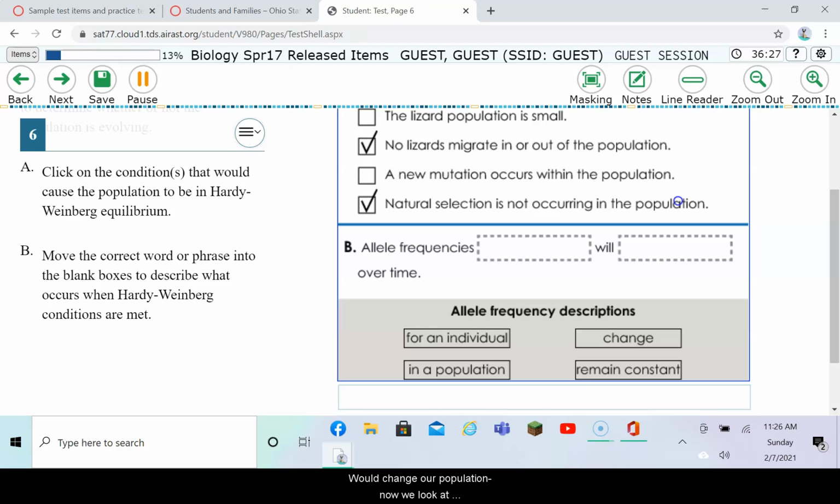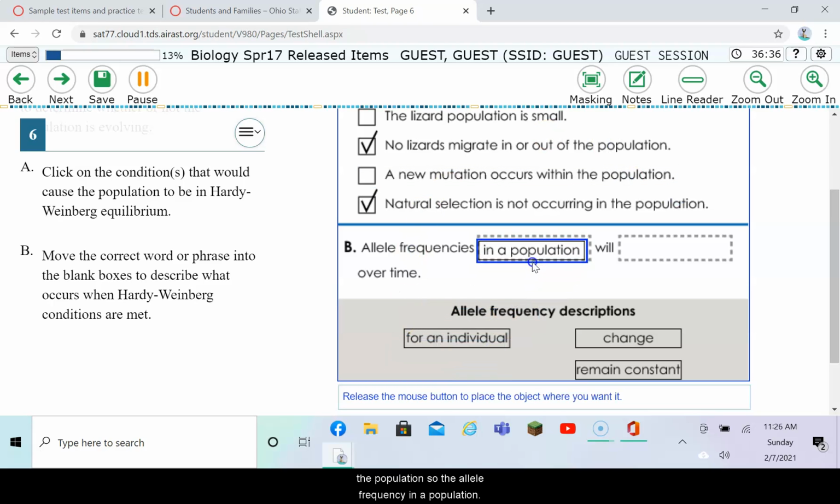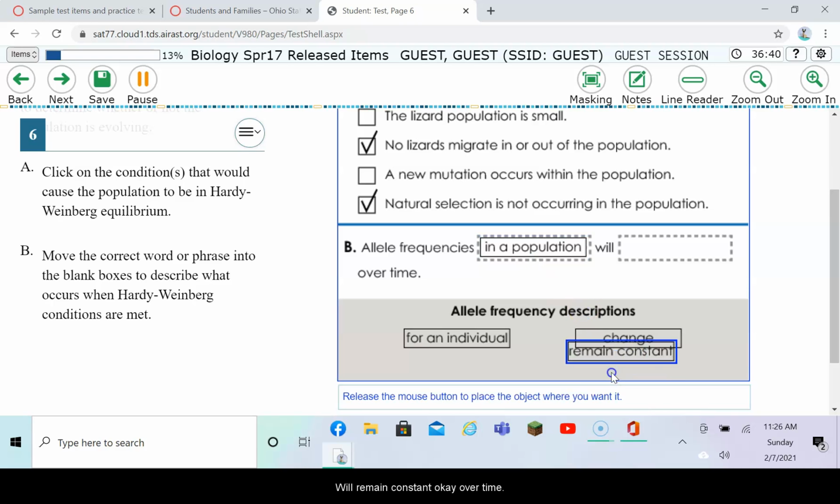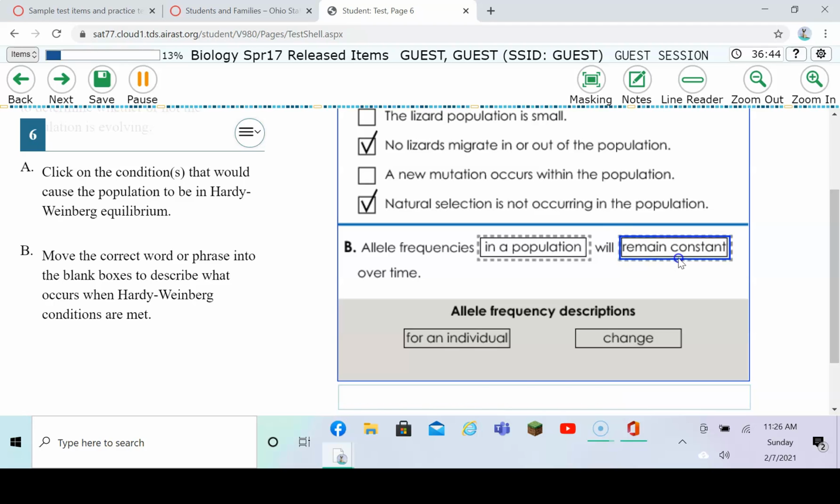Now, when we look at Hardy-Weinberg, or when we look at evolution, we're not looking at individuals. We're looking at the population. So the allele frequency in a population will remain constant over time. And that's what we're looking for. When we're talking about Hardy-Weinberg, we want the allele frequencies in our population to remain constant, not change, not evolve.